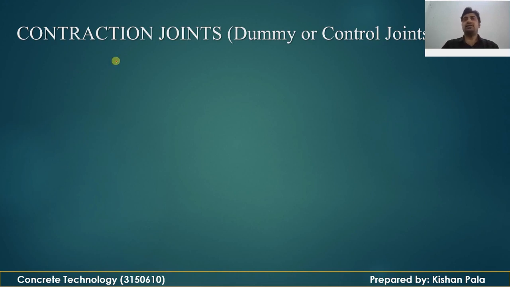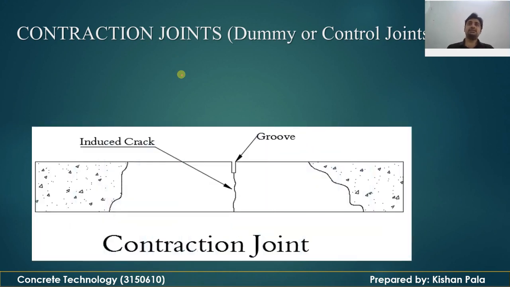Next, contraction joints, which are also called dummy joints and control joints. You can see in the photo, the cracks are developed due to the shrinkage of the concrete mass, or the drying of the concrete mass. In particular, if concrete is shrinking and swelling due to shrinkage, and cracks are developed, in that case you have to provide the contraction joints.